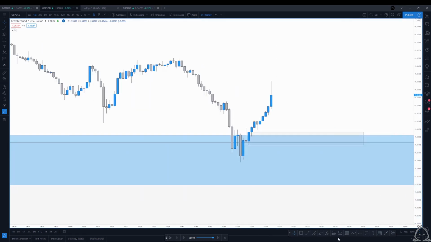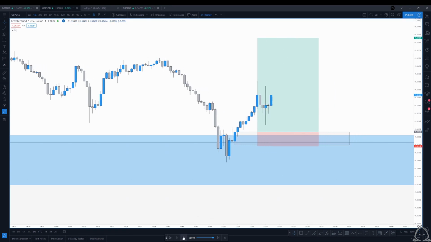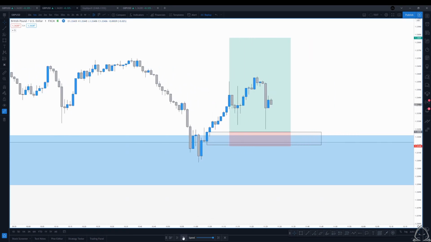So now that we have that, we can place our order. We'll put a buy limit order here, and we'll put our stop loss just below this zone. We'll do 9 pips. That should be sufficient. And we'll just play price forward and see if we can get an entry.